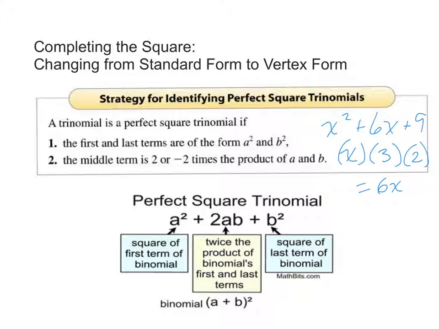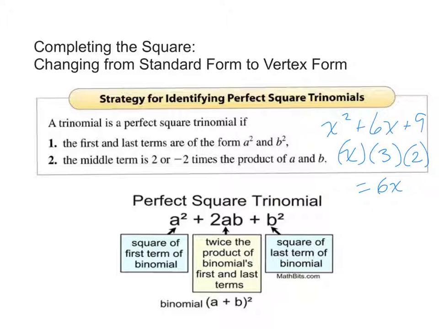You just factor it by taking the square root of the first term, and then you take the sign from the second term, so positive or negative, and then you take the square root of the last term. So really easy to factor.